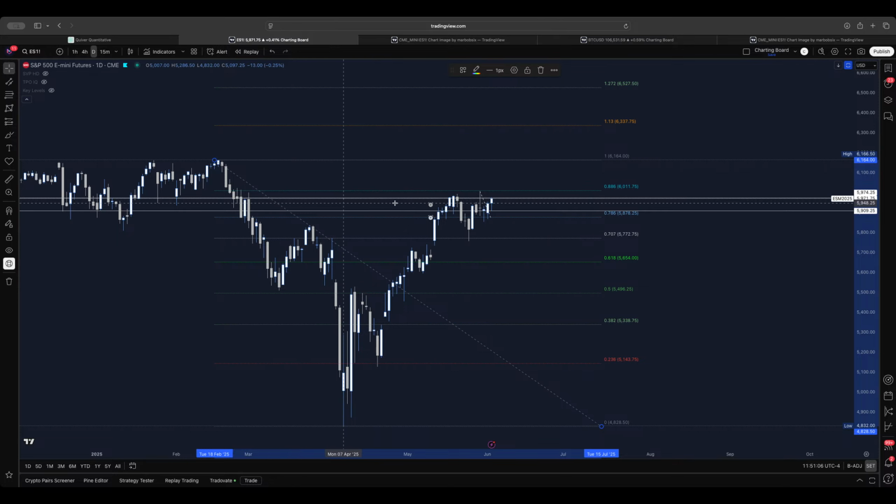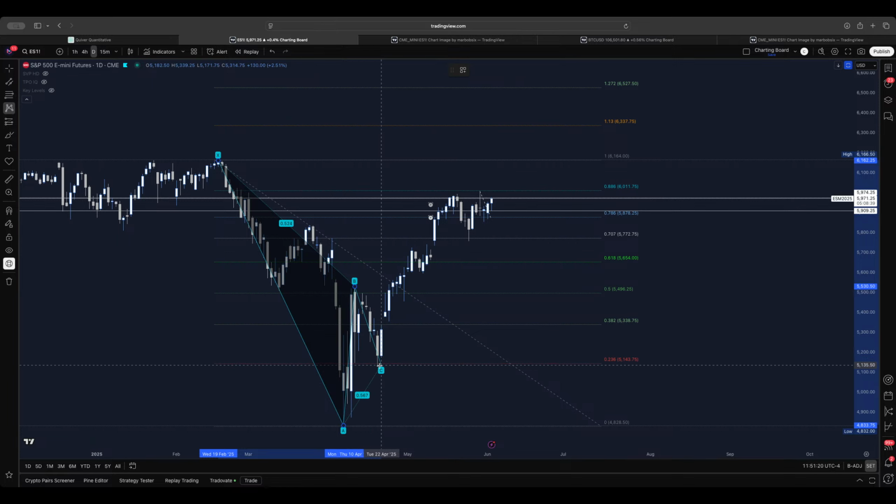Okay, so therefore, we are aware that the 0.618 is also a ratio for the pending bearish bat pattern. That in theory, should yield a larger decline, a more significant decline of a bigger or larger magnitude, that should present at the 0.886.